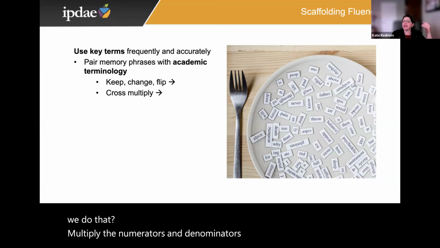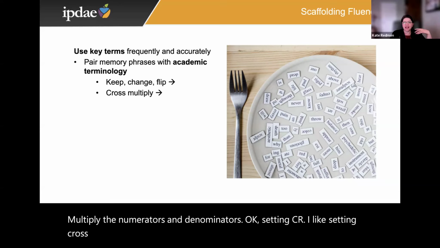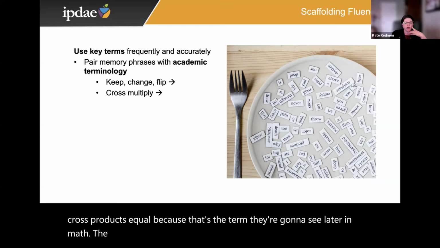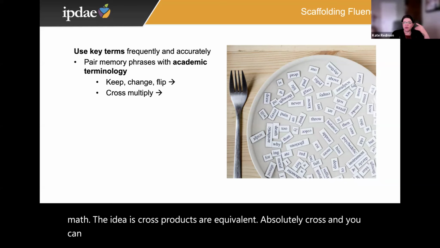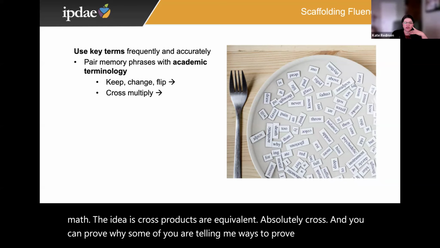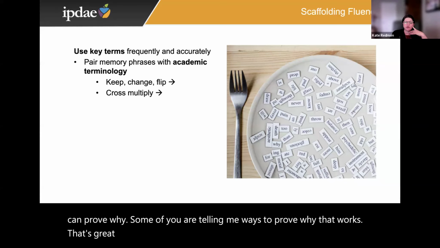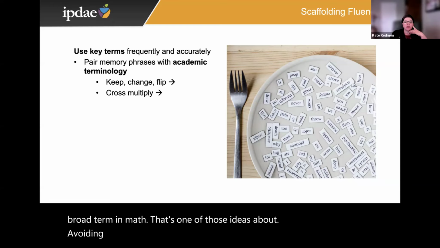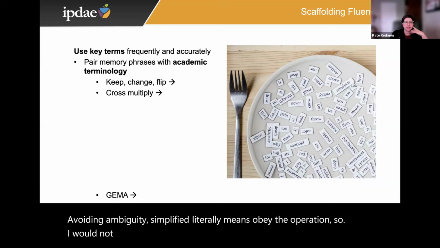Okay. I like setting cross products equal because that's the term they're going to see later in math. The idea is cross products are equivalent. Absolutely. And you can prove why. Some of you are telling me ways to prove why that works. That's great. Alexander, be real careful with the word simplifying. Simplifying is a huge, broad term in math. That's one of those ideas about avoiding ambiguity. Simplify literally means obey the operation. So I would not refer necessarily to this as simplifying.